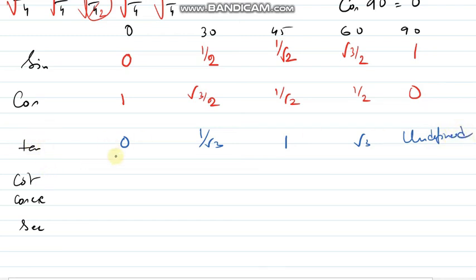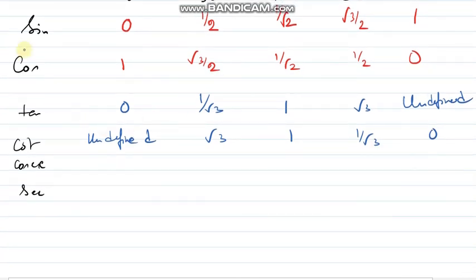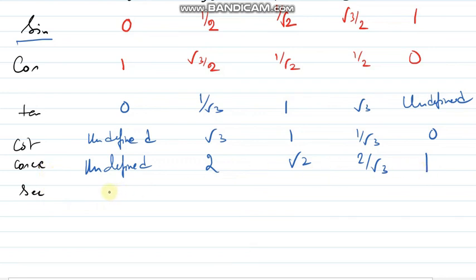The value of cot is the reciprocal of tan. Reciprocal of 0 is undefined. Or you can just remember the value of cot is just the opposite direction of tan. This will be root 3, this will be 1, this will be 1 divided by root 3, this will be 0. The value of cosec is the reciprocal of sine. Reciprocal of 0 is undefined, right? Reciprocal of 1 divided by root 2 is root 2. Reciprocal of root 3 by 2 is 2 divided by root 3. This is 1. The value of sec will again be the opposite direction of cosec. That is 1, 2 divided by root 3, root 2, 2, undefined.